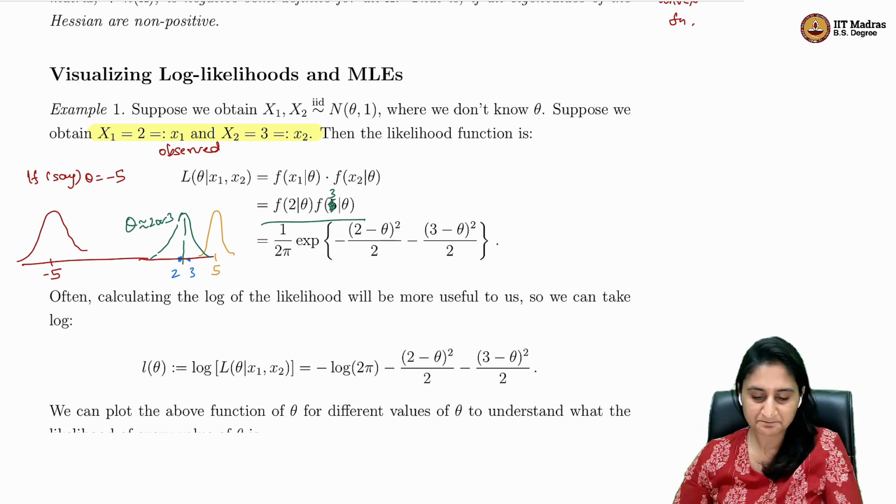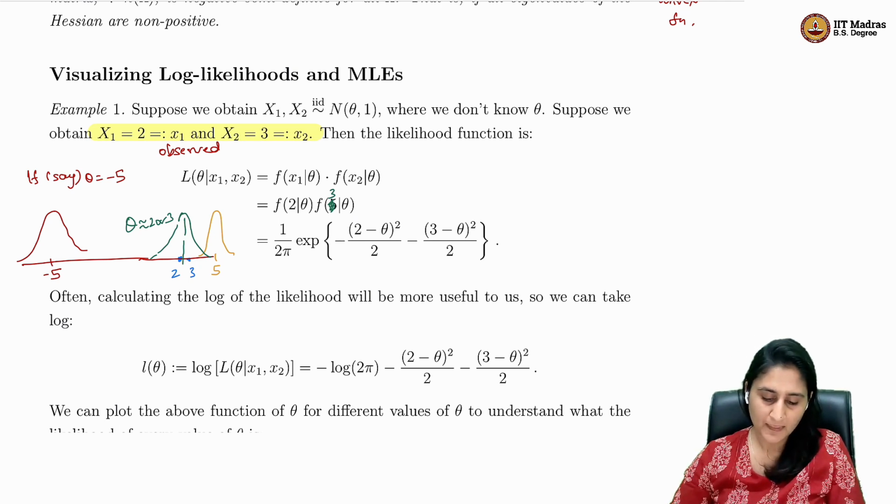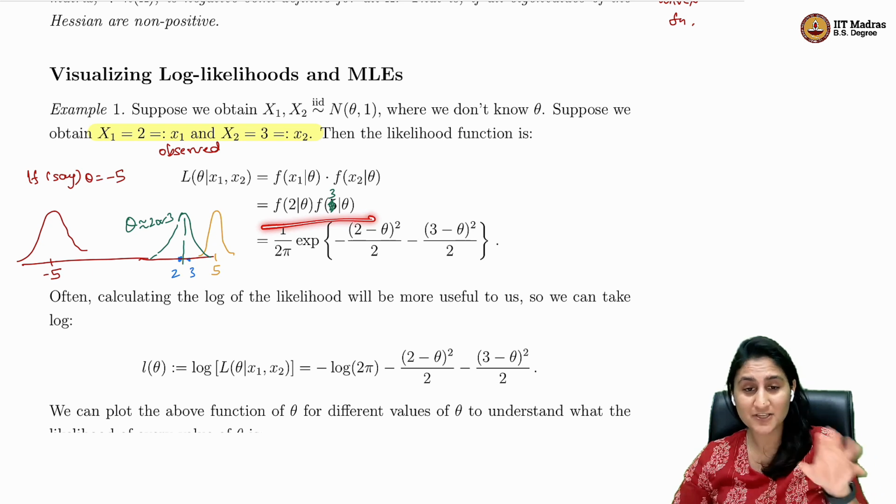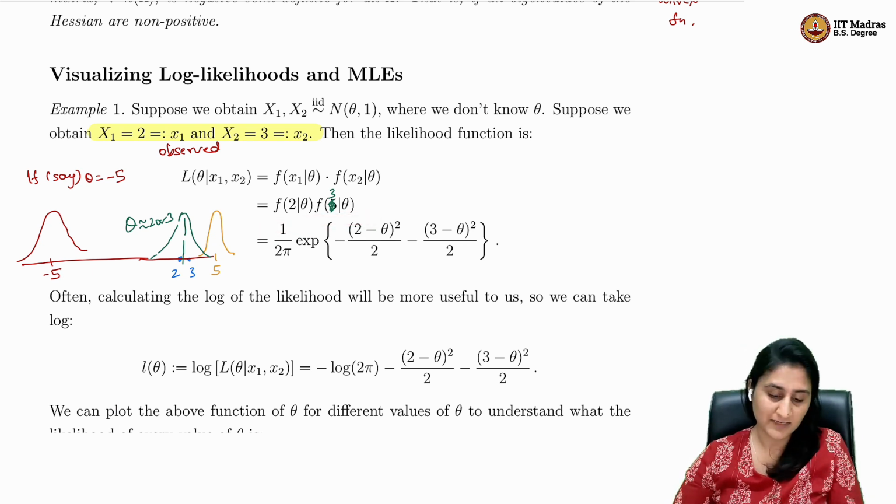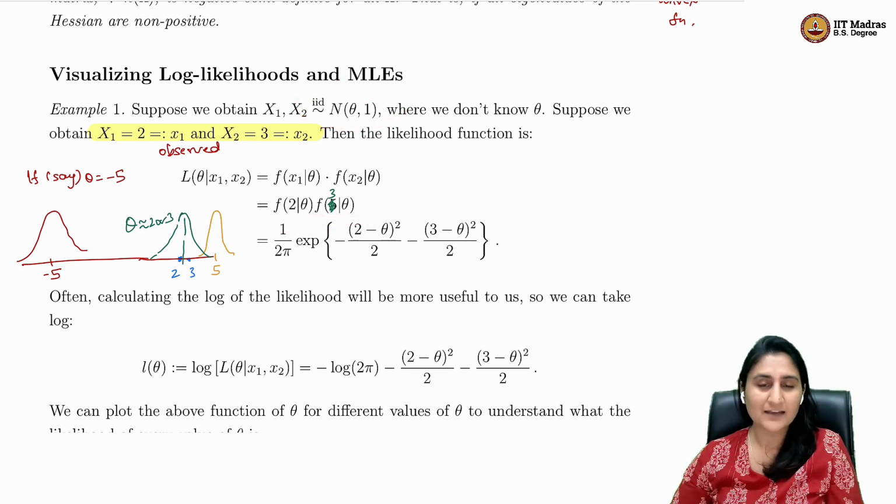And now this is just individual densities, which I can multiply using the density of a normal theta comma 1. That gives me 1 over 2 pi e to the power minus 2 minus theta squared by 2 and minus 3 minus theta squared by 2. So this is the final likelihood function.